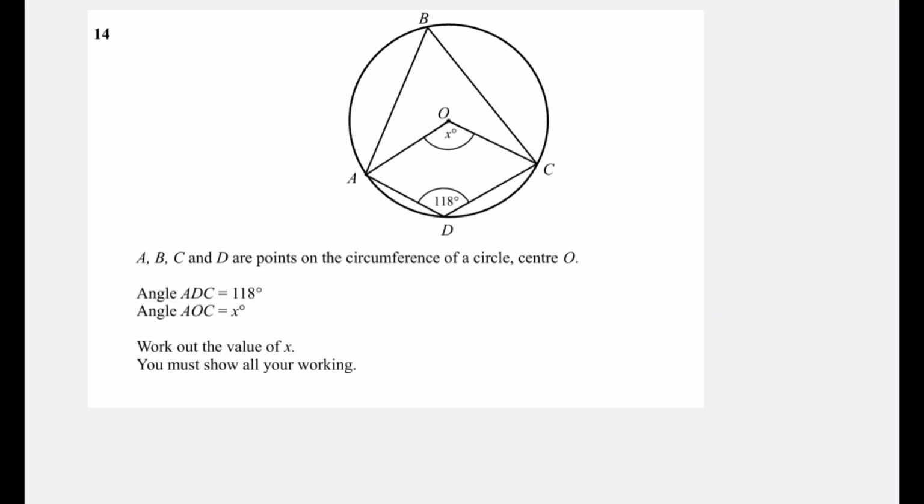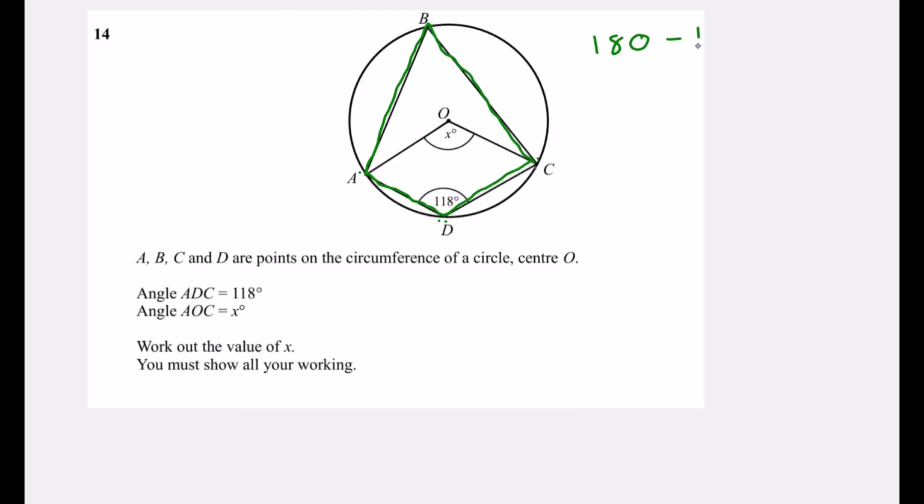Question 14. A, B, C, and D are points on the circumference of a circle centre O. Angle ADC is 118. Angle AOC is x. We need to work out the value of x. You must show all your working. So we've got circle theorems. In a circle, when we've got a cyclic quadrilateral, which is where all 4 corners of the quadrilateral are on the circumference of the circle, the opposite angles add up to 180 degrees.